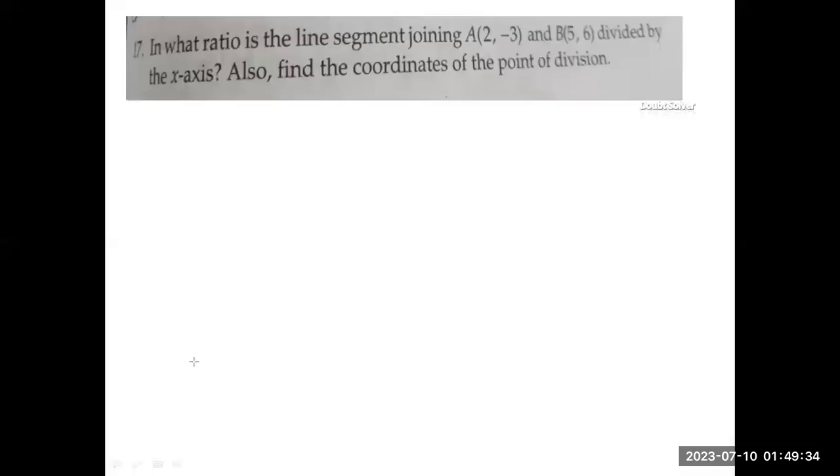So let's just read the question first and underline the given information in the question. Whenever you are starting with any question, underline the given information. In what ratio is the line segment joining A and B, coordinates of A and B are given, divided by the x-axis? This time we have to focus on the x-axis as well, because on the x-axis, Y will be 0. X would have some value and Y would be 0. And they are also asking to find the coordinate of the point of division.